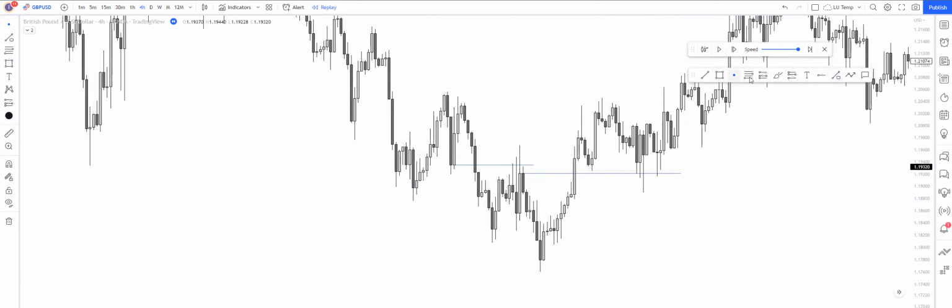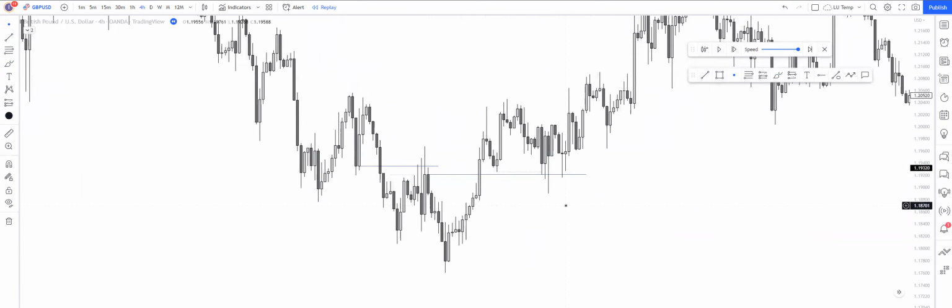So why would price come all the way up here? It doesn't need to. There's no reason for price to go up there. It needs liquidity. Liquidity is right here. We're going to always choose the POI closest to the liquidity. All right. We're going to always choose the closest POI to liquidity.